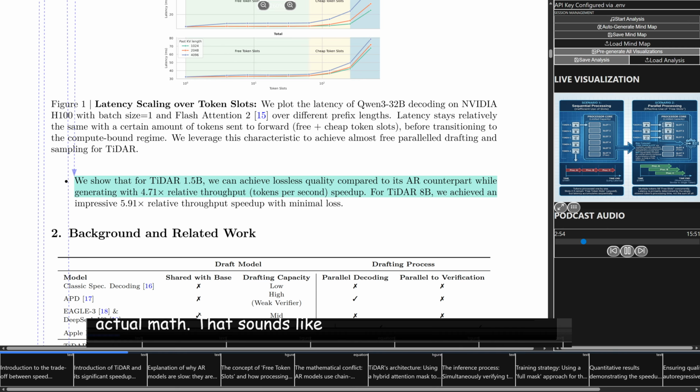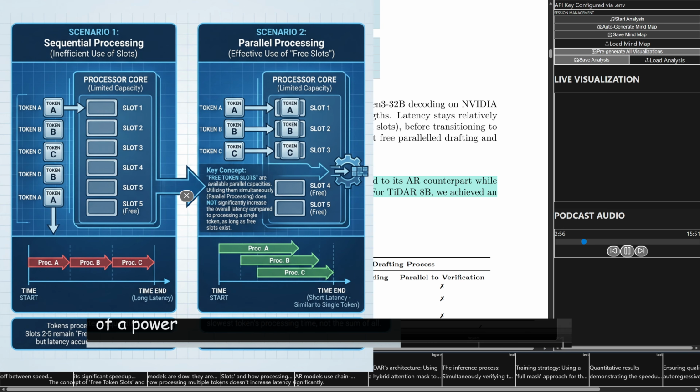That sounds like an incredibly inefficient use of a powerful processor. It is. It's like you're firing up a massive semi-truck, loading it with all this expensive hardware, the weights and the KV cache, just to drive a single block and deliver one tiny letter, one token. That's a perfect analogy. And because the latency is basically fixed by that memory load time, the GPU's just sitting there idle for most of that cycle.